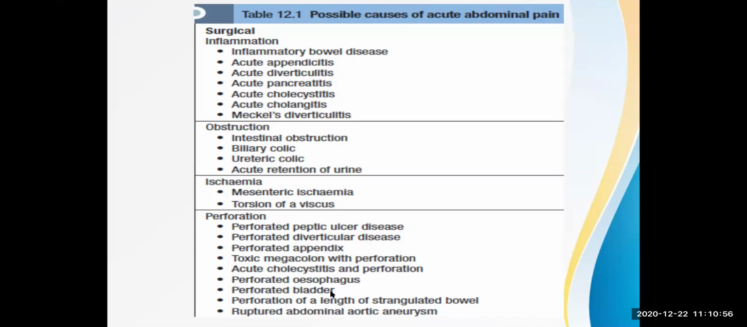Perforated bladder, this is the urinary bladder. Perforation of a length of strangulated bowel and ruptured abdominal aortic aneurysm. All of these can cause acute abdominal pain. So in this class, we'll talk about how to approach, how to take history, how to do physical examination, how to do investigation, and at the end, we'll talk about some important types of acute abdominal pain.